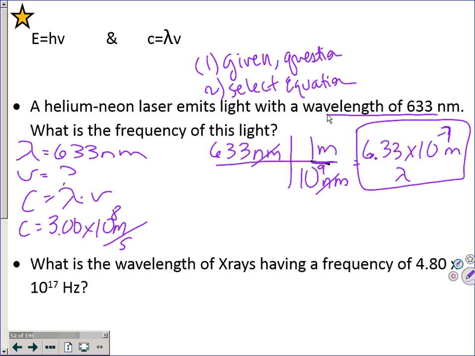6.33 times 10 to the negative 7th meters. Because what are you mathematically doing? 633 divided by 10 to the 9th. That backs a decimal up 9 places, which, put in scientific notation, would be 10 to the negative 7. Okay. From here, you move on to find the frequency. I'm going to come around for questions.